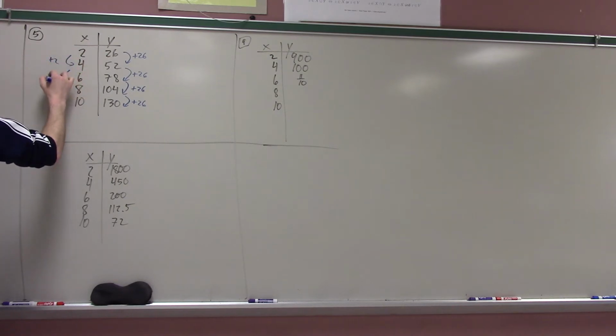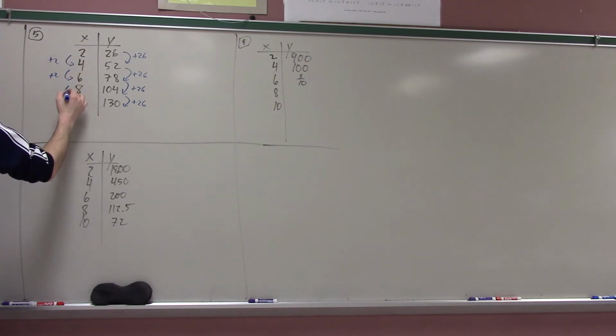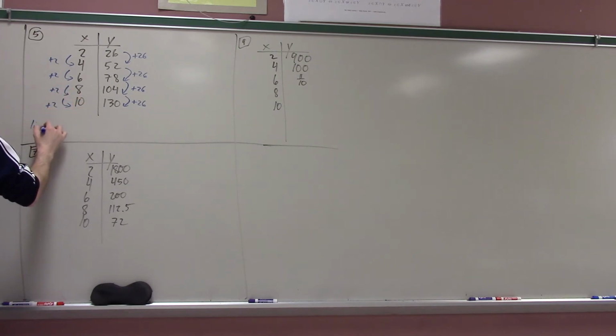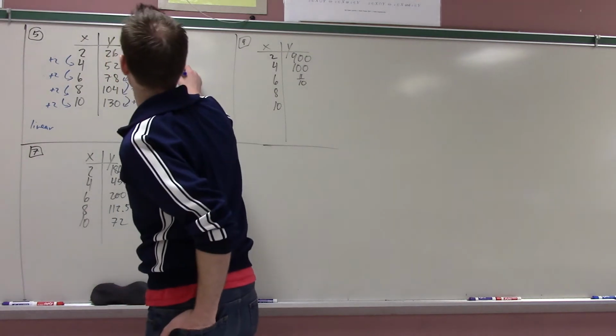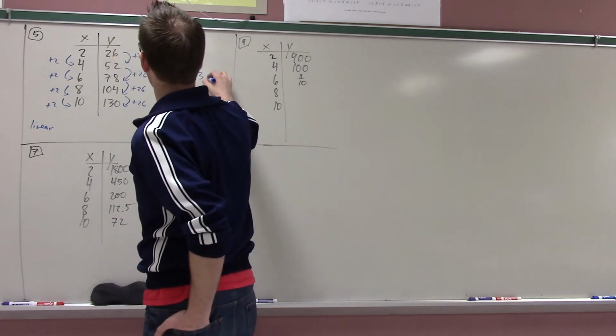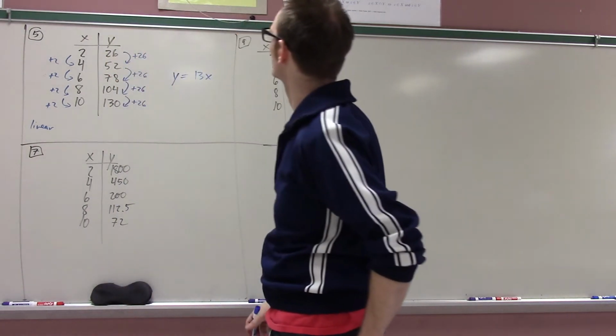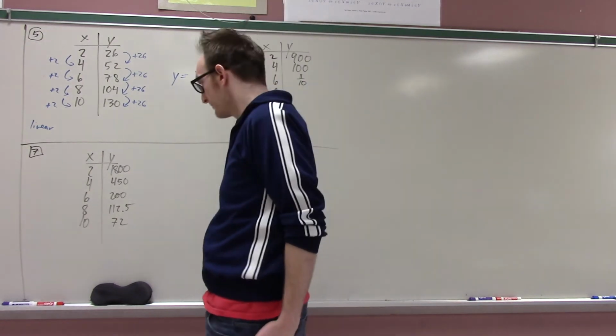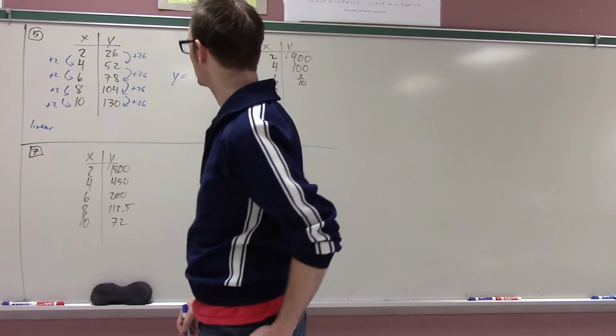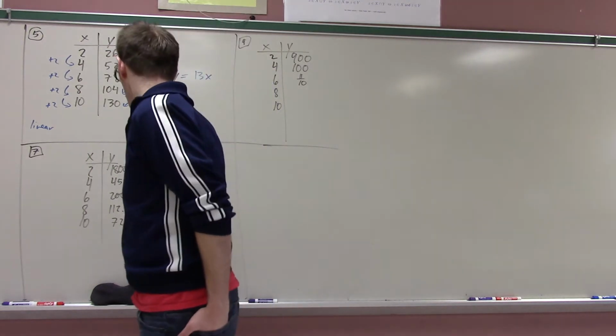Plus 2, plus 2, plus 2, plus 2. This is linear. I'm so bored. Maybe it's even a direct power variation. Is this just y equals 13x? Is that true? I'm pretty sure that's true. Okay, done, bored. Here, what is going on?